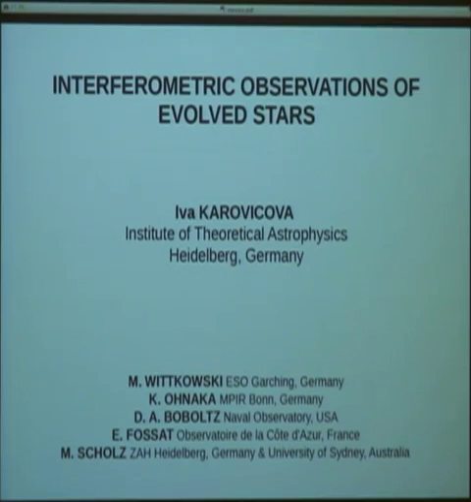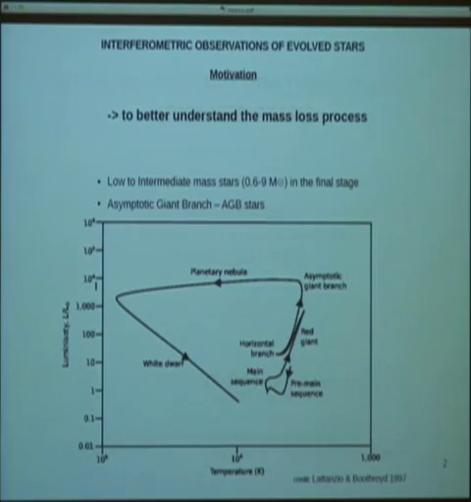The work I'm going to present today was mainly done in collaboration with Markus Witkowski, Keiichi Onaka, David Bobolts, Eric Fossa, and Michael Schultz. The main motivation of the project is to better understand the significant mass loss, which is typical for late evolutionary phases of stars. There are, of course, different ways in which stars can lose their masses, depending on their initial mass. For example, stars with masses over 20 or 40 solar masses explode as supernovae at the end of their life, expelling their material from the central core to the interstellar medium.